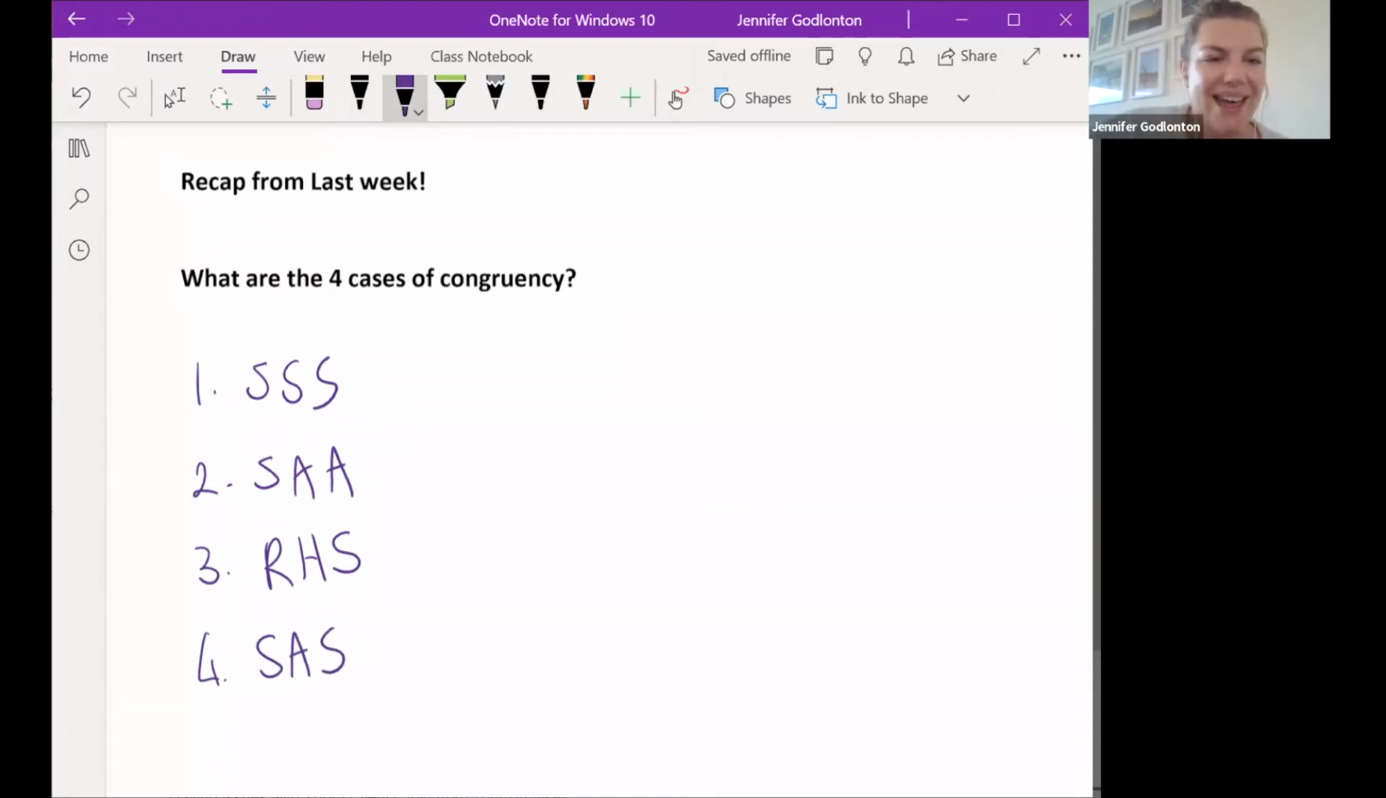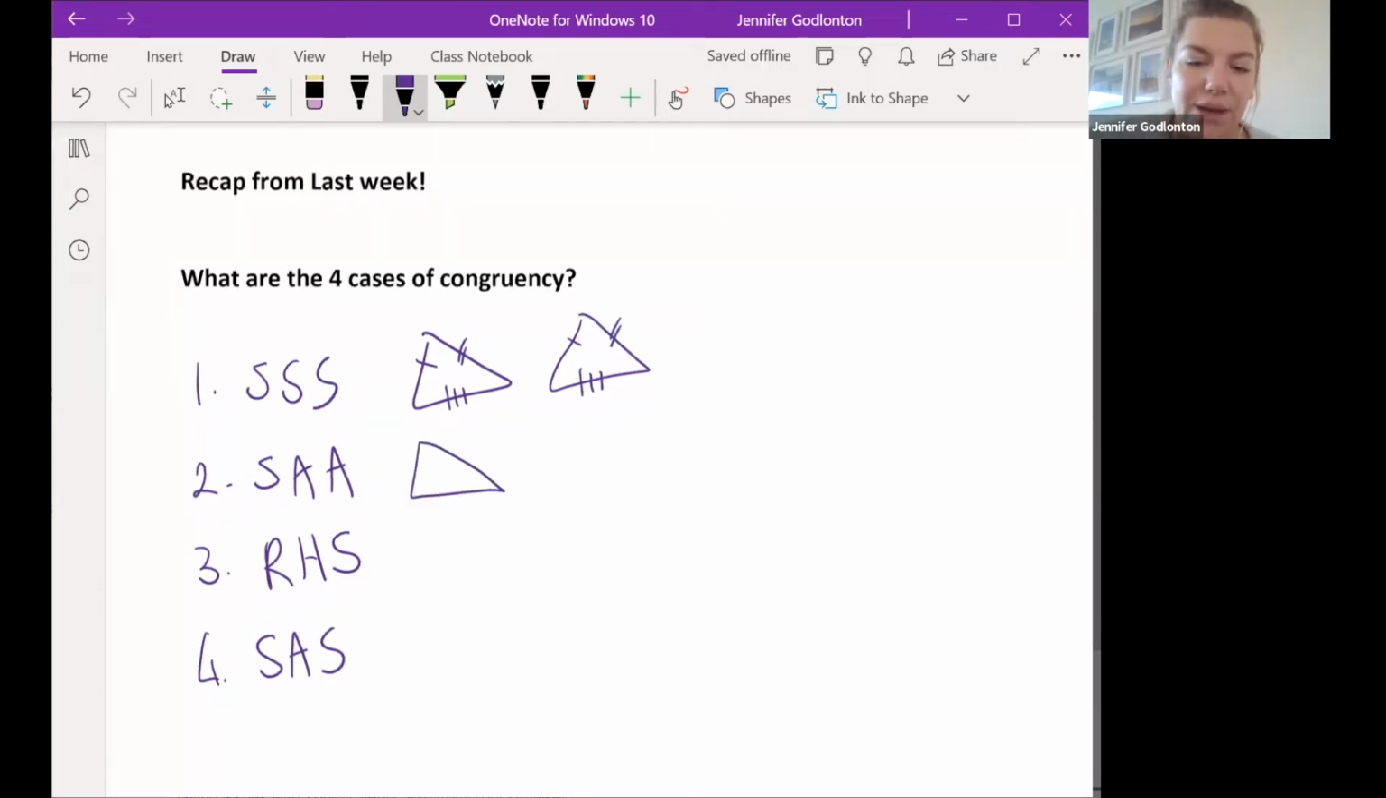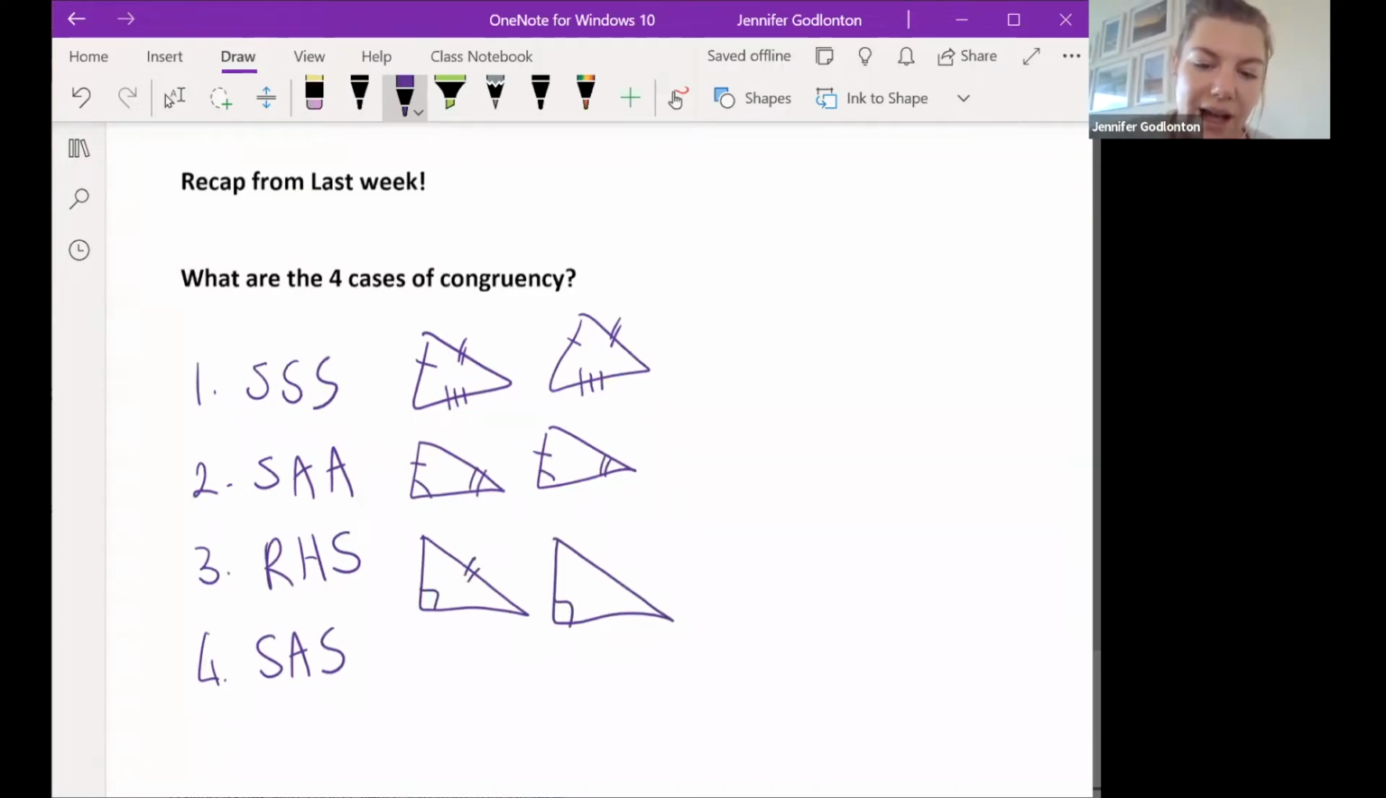Nice, awesome. Okay, so we've got our four cases of congruency. When we have two triangles that have exactly the same sides as each other, we can prove they're congruent. We can prove they have a side and two angles, or a right angle, a hypotenuse, and another side, or two sides with an included angle. What I mean by an included angle is that the angle needs to be in between the two sides that we know.